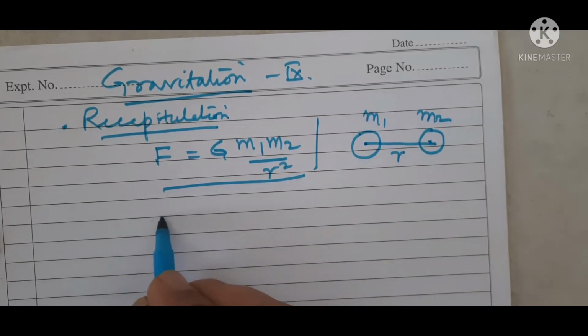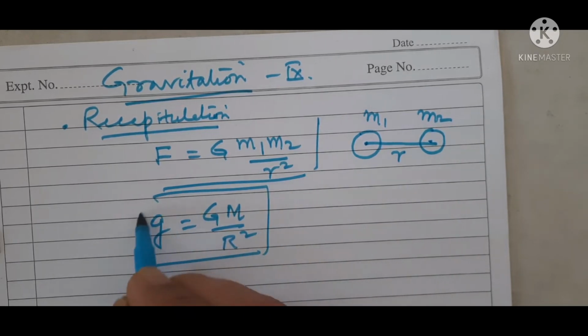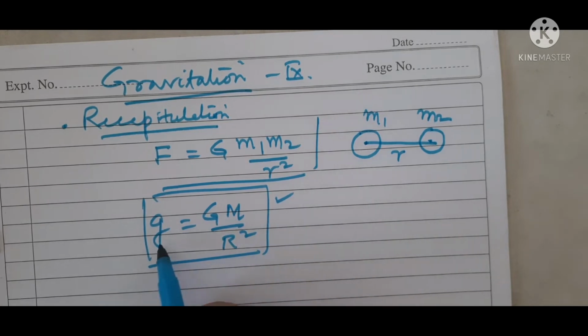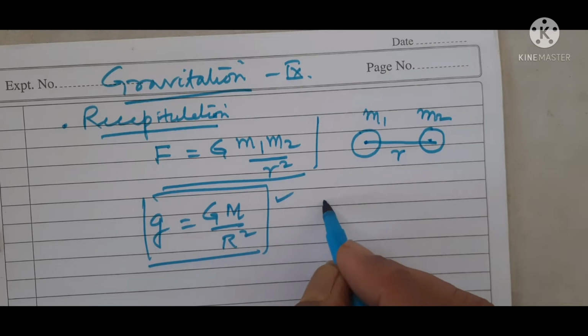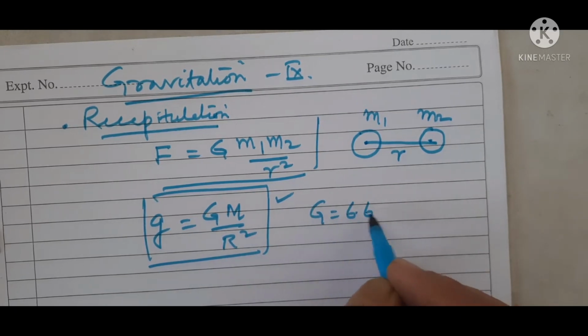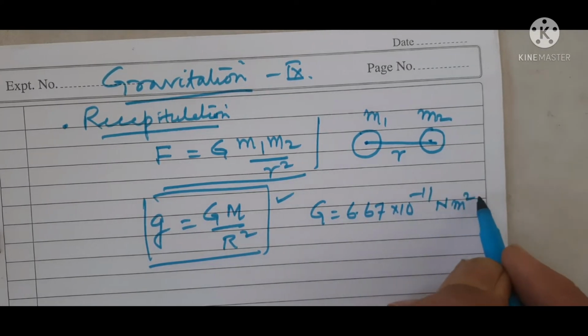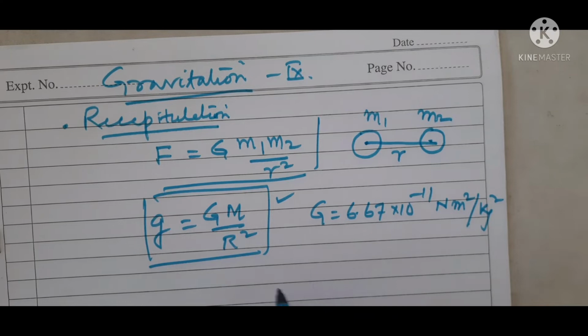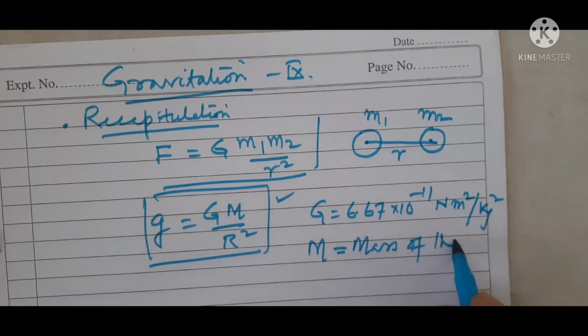Second is that small g is equal to capital G m by r square. This is the second very important formula. Small g is the acceleration due to gravity, and capital G is the universal gravitation constant. What is the value of capital G? 6.67 into 10⁻¹¹ newton metre square per kg square. m is the mass of the earth.